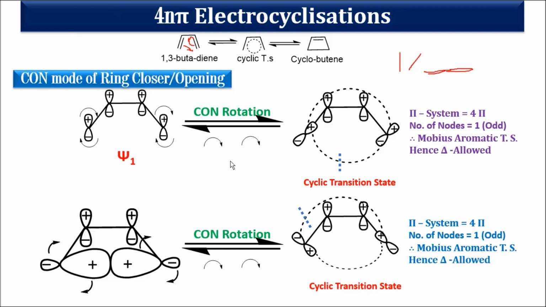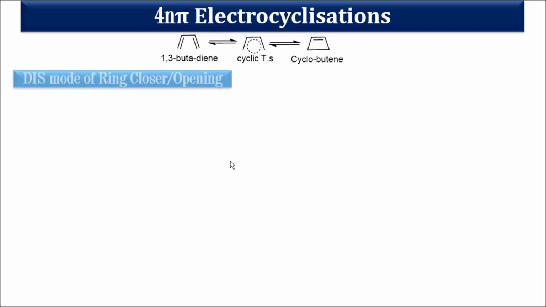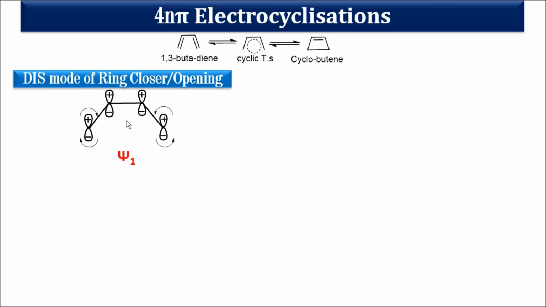Let's see this mode of rotation. Again I am going to select a psi1 molecular orbital. In the psi1 molecular orbital, this lobe is rotating clockwise, so you have to rotate this lobe anti-clockwise. If you take this as anti-clockwise, then you have to rotate this clockwise. In this mode of rotation, one orbital rotates clockwise and the other orbital rotates anti-clockwise. Therefore both orbitals are rotated in opposite directions. That is what this mode of rotation is called.